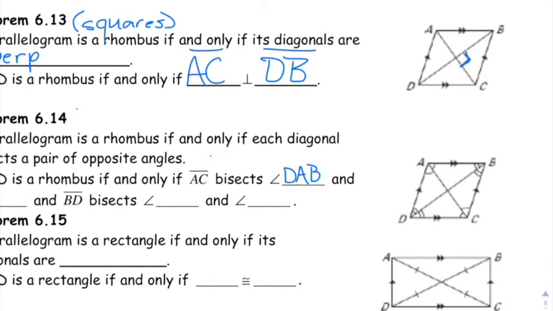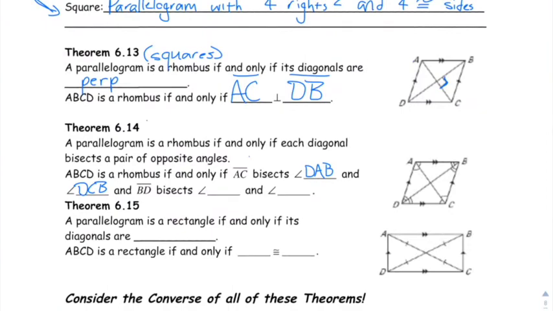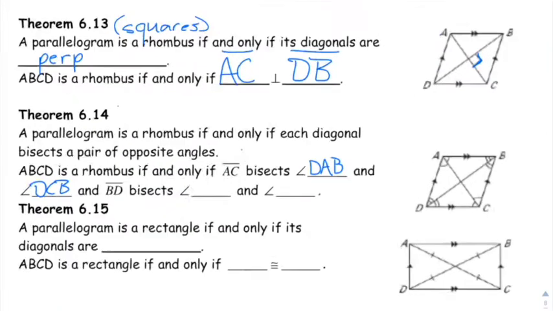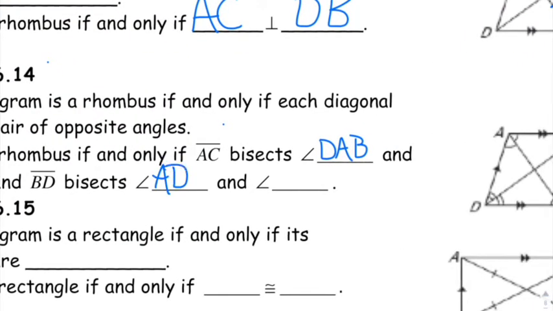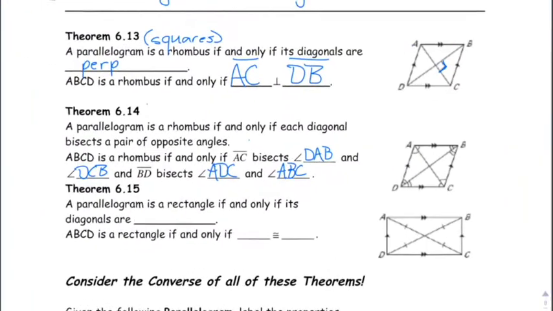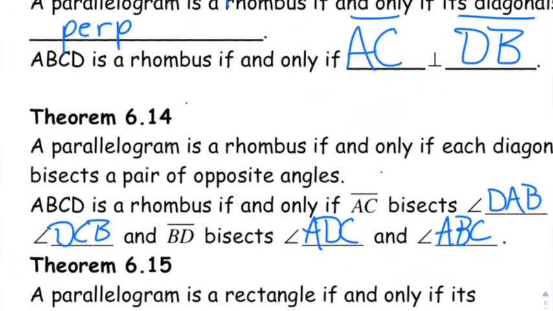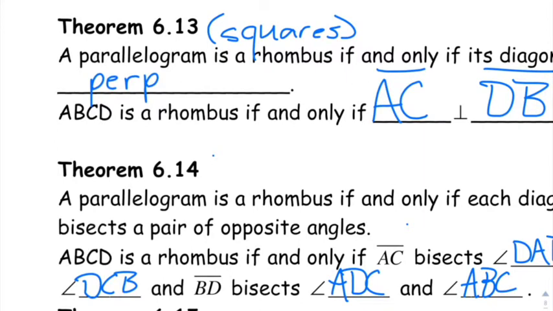So we can say AC bisects the angle, I guess, DAB, and then DCB. And then BD bisects your other angle, ADC, and then ABC. Okay, so you got angle bisectors, and then you also have perpendicular diagonals. And once again, this also applies to your squares.